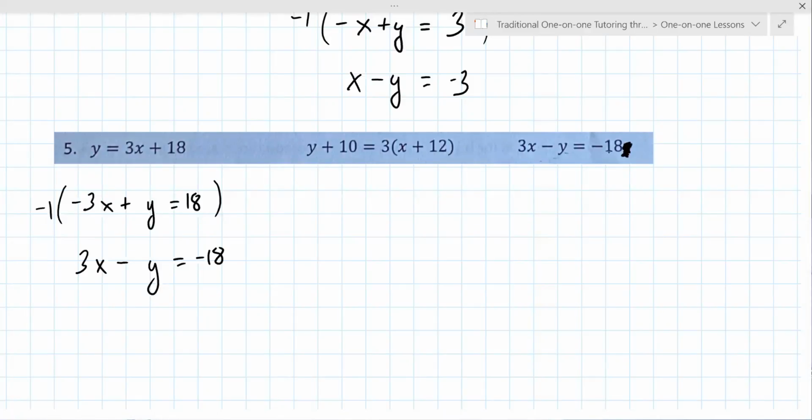The middle one, y plus 10 equals 3x plus 36. Negative 3x plus y equals 36 minus 10.